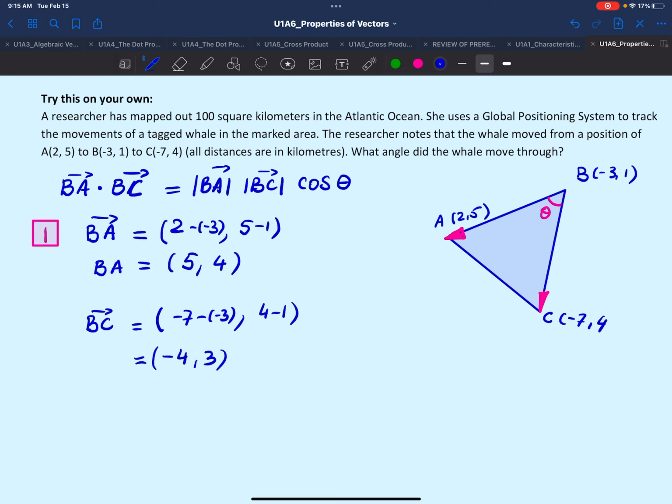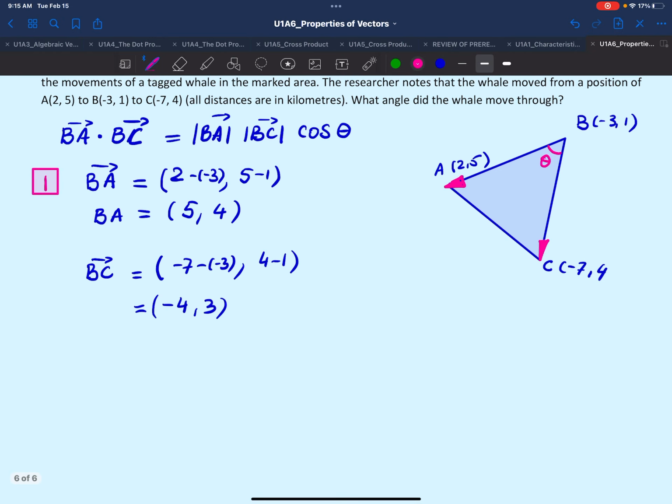So we got BC. Based on the coordinates of the vectors, now we'll focus on finding the dot product, and we're going to find the magnitudes as well. So let's start off with the dot product.